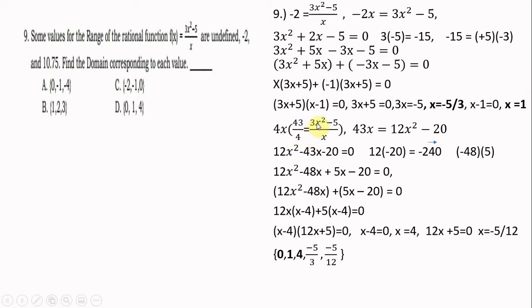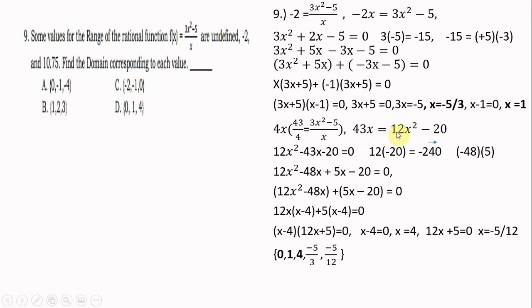Now it equals 3x squared minus 5 over x. So find the least common denominator. So obviously it's 4x. Multiply the left side and the right side by 4x. So if this one will be multiplied by 4x, cancel 4, cancel 4. The answer is 43 times x, that's 43x. Okay, and this one times 4x, you cancel x, so you will multiply 4 times 3x squared, that's 12x squared. Then 4 times negative 5, that's negative 20.